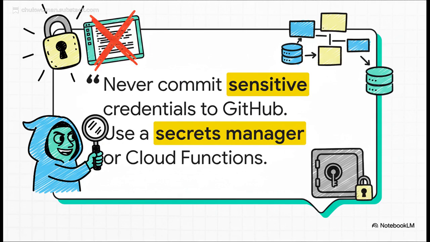Okay, stop for a second, because this is the most important rule of all. You can never, ever, ever commit sensitive stuff like API keys or passwords to your GitHub repository. It's public. Instead, use a tool like Google Secret Manager, or you let a cloud function handle anything that needs a secret key. This keeps everything safely hidden on the server, far away from prying eyes.